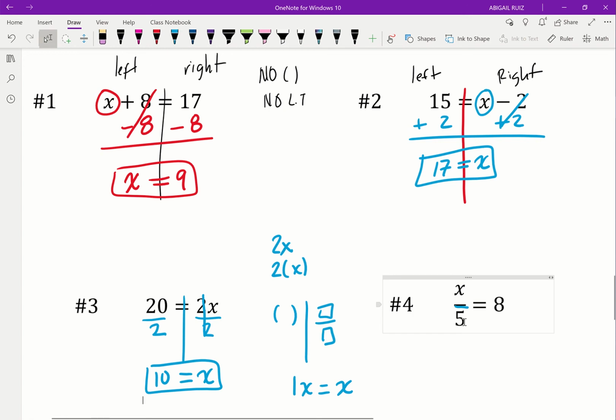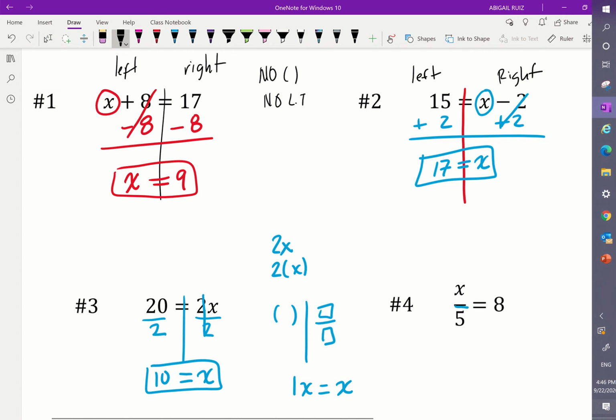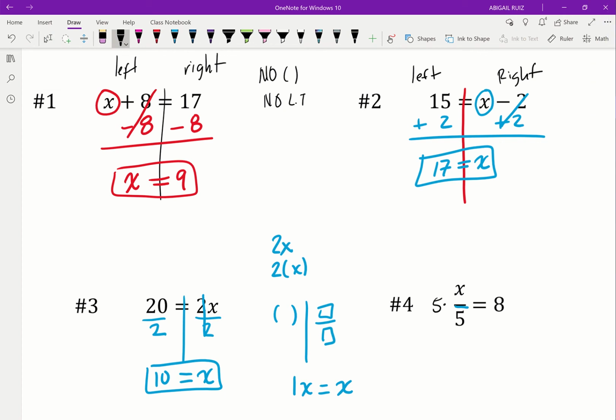Now, on this one right here, as you can see, this is division. What is the opposite of division? Multiplication. So I'm going to multiply 5, and I multiply 5 here, and I'm going to do it here. Notice that when I divide it under the number, now I'm multiplying next to it. And remember, the same top and the same bottom turns into a 1. So we're going to cross this out because that's just a 1. And 1 times x is just x.